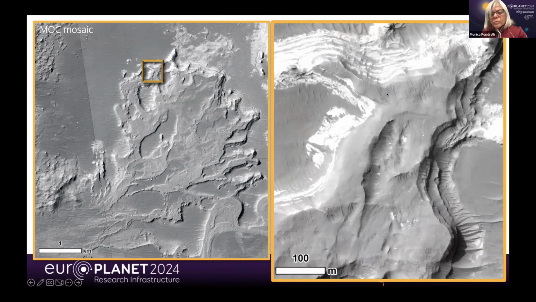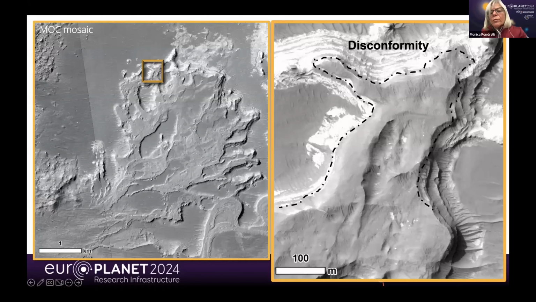And if you look at the contact, it actually cuts some of the light tone layers before, which is drawn very poorly by me here. It means that there is a non-conformity between the light tone unit and the dark tone unit. These two units belong to different parts of the geological history of this study area.